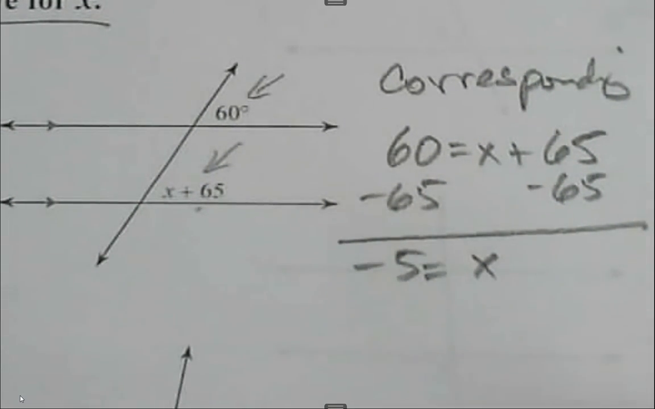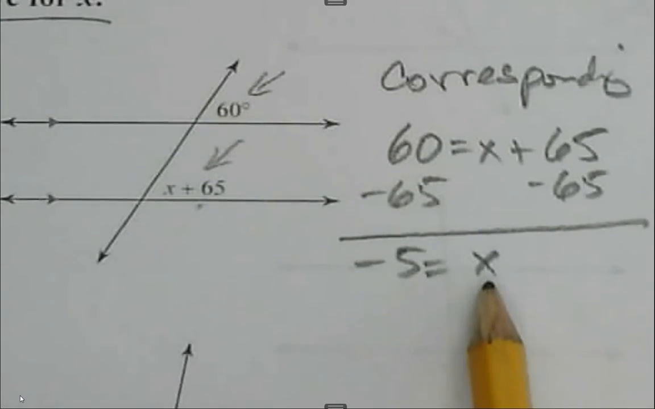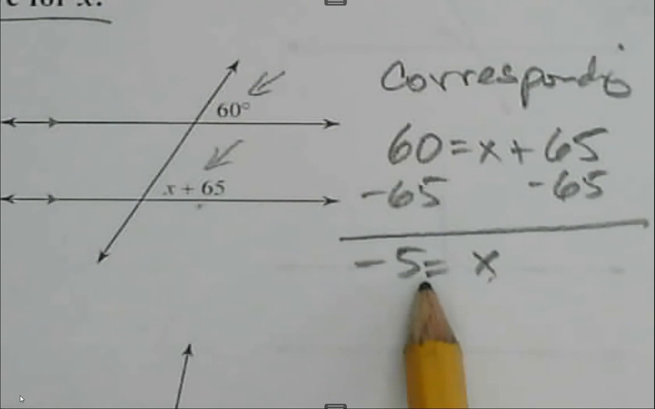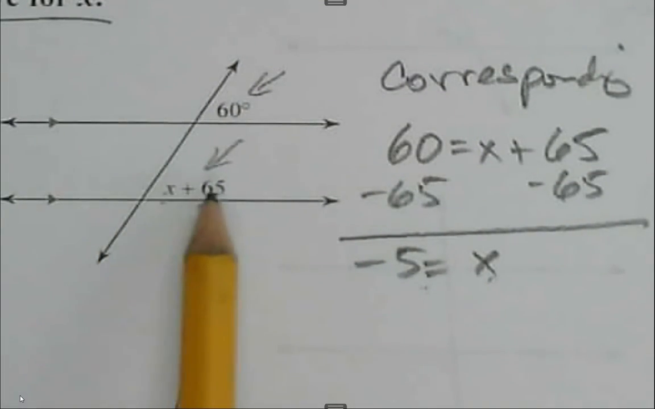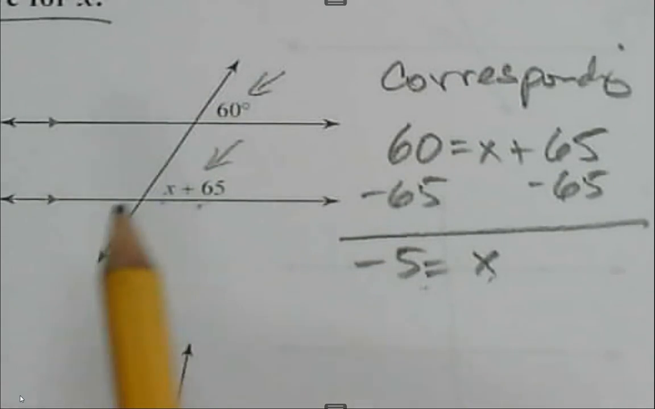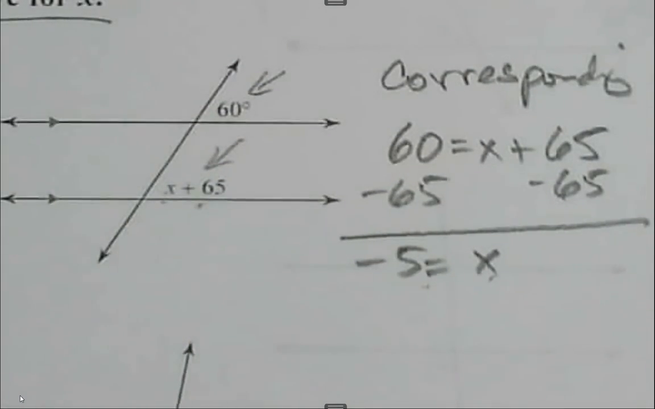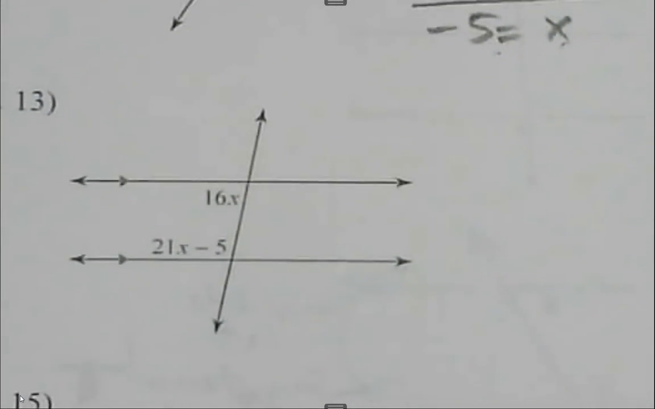Now, if you were to really think about this, can an angle equal a negative number? Well, no, but I'm not actually looking for an angle. I'm just looking for the value of x. So if we substitute this x equals -5 back in, -5 plus 60 equals 60. So it worked out right.